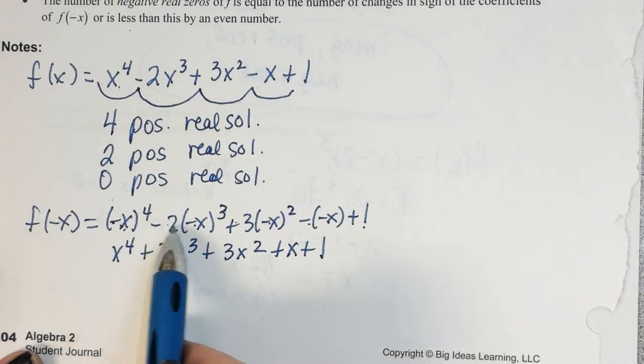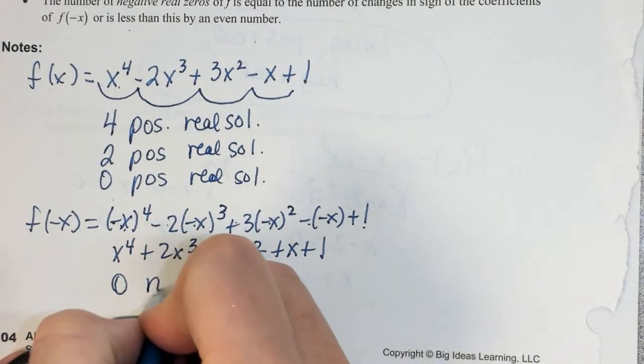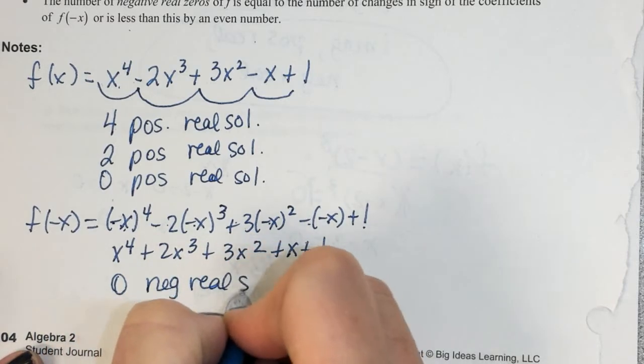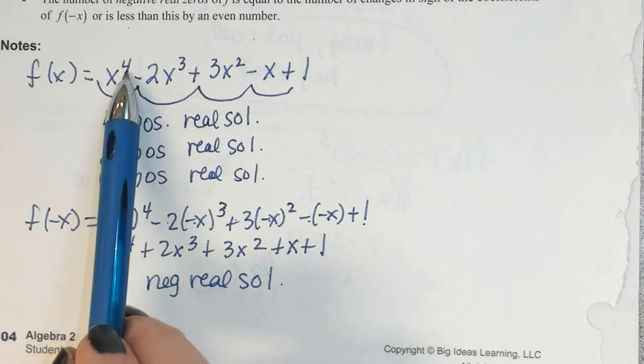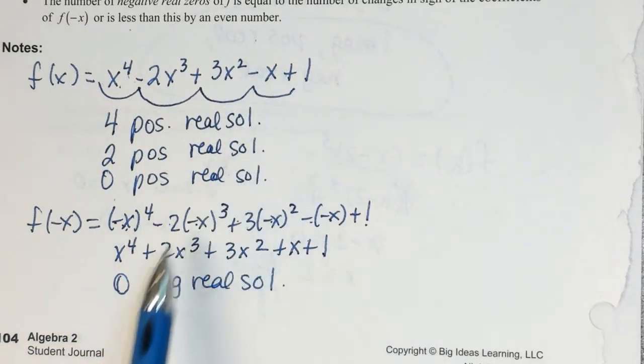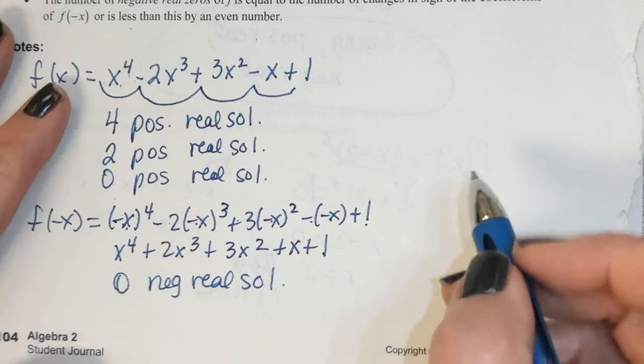So when I plug in a negative x, this is what I end up getting. Do I have any changes in sign? No. So I will have 0 negative real solutions. On your homework, they might give you a function like this and say, is it possible to have exactly 1 negative real solution? What would your answer be? No. Correct. No is the right answer.